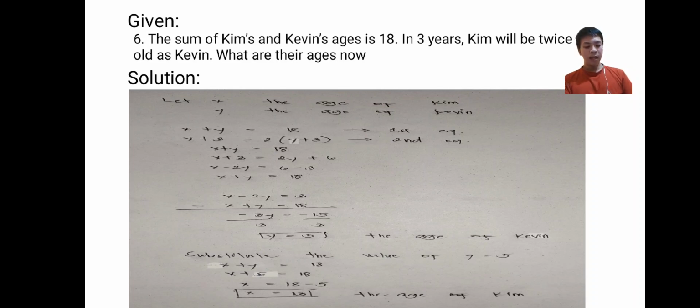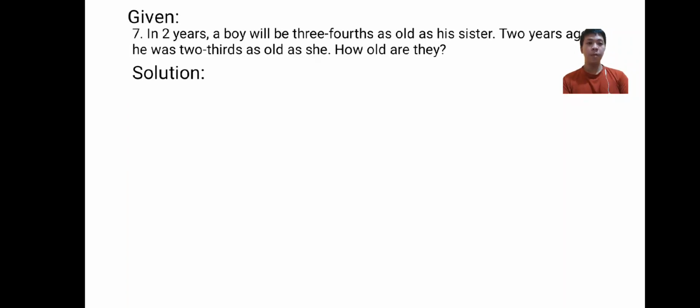So x plus y is equal to 18. X plus 5 is equal to 18. X is equal to 18 minus 5. So the final answer is x is equal to 13. It is the age of Kim. Number 7 is the same problem as number 5.